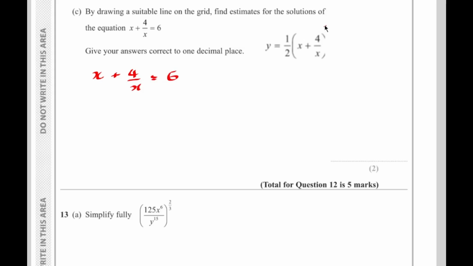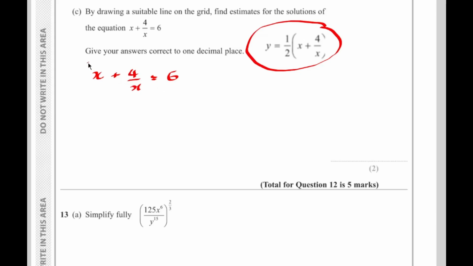This is the equation that we drew the curve for. So you've got to compare these two. Compare and check the differences between this one and this one. By drawing a suitable line, I've got to draw a suitable line for this one. Not a curve, we've got to draw a line. Therefore, I have to find the equation of the straight line.